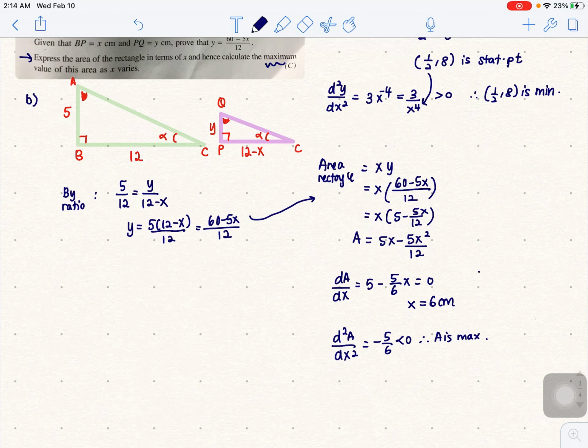Now go and calculate the value of your A. What is the maximum value of A? You can only get the maximum value of A when x is equal to 6. So I know it's x times y. x is 6. Substitute into your y. That is going to give us 2.5.